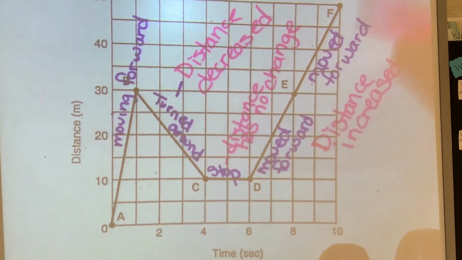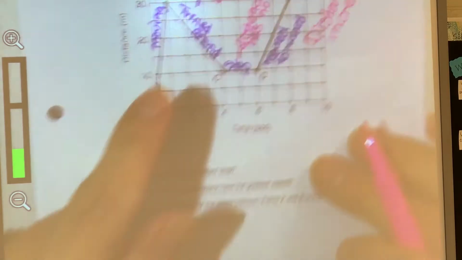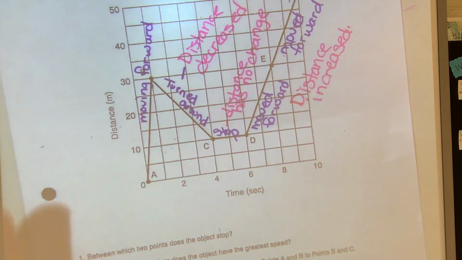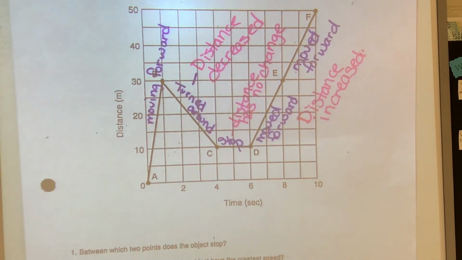All right, so what you're gonna do is you're now gonna answer these 5 questions about this graph real quick. Go ahead and do that. Answer them real quick in this Edpuzzle, and then we'll come back and we'll discuss them a little bit.